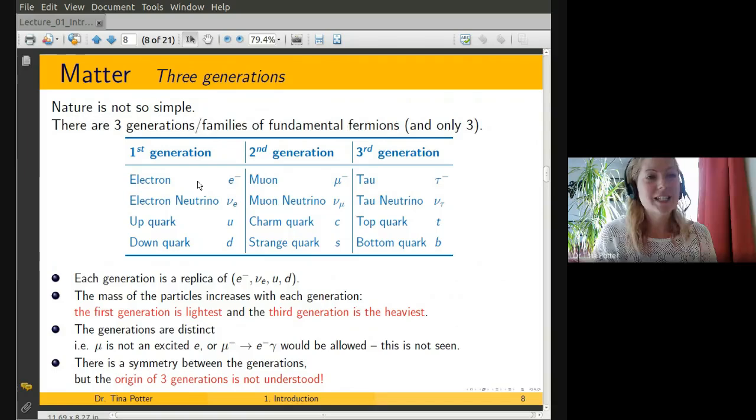They are distinct particles. A muon is not an excited state of an electron. A tau is not another excited state. They cannot, for example, decay down. A muon cannot decay down to an electron by emitting a photon. It cannot just release a packet of energy. It's not an excited state. It's a distinct state. So there's this symmetry between the three generations. We don't understand that. It's something that we're seeking to understand, and we don't understand why there's three and not two and not four. So lots of big questions to try and answer here.